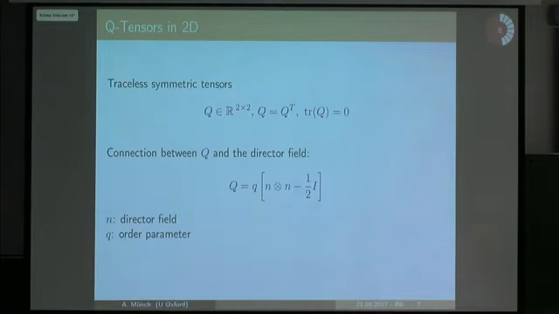Now, how is this theory constructed? Well, you need the Q tensors, which are essentially symmetric traceless matrices. And in 2D, they can be represented in this form. So you can reconnect with the director field here, and then you have this order parameter Q, which is 0 when you're in regions where singularities occur.